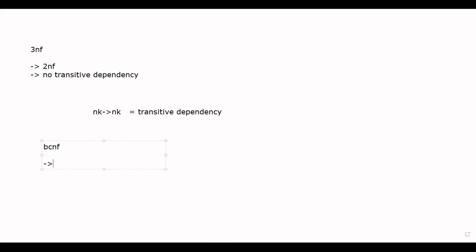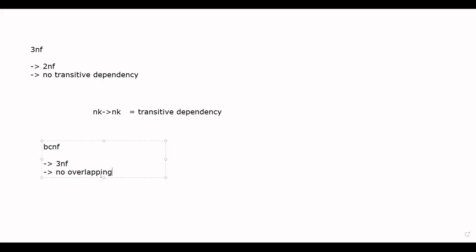Now, next is BCNF. For a table to be in BCNF, it should be in 3NF first, that is the first rule, and second, no overlapping. These are the keywords, learn them. For 1NF, atomic values. For 2NF, no partial dependency. For 3NF, no transitive dependency. For BCNF, no overlapping. These keywords are important for you.